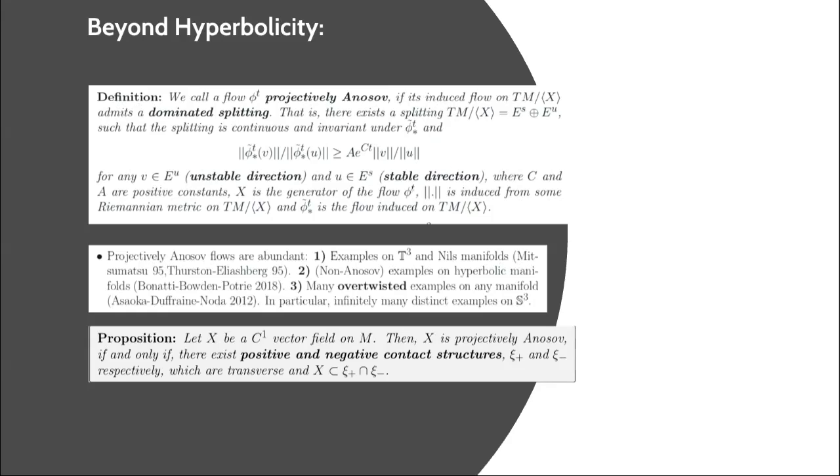In particular, we have infinitely many distinct projectively Anosov flows on the sphere, which doesn't admit any Anosov flow. And it turns out that a vector field is the generator of a projectively Anosov flow if and only if it's in the intersection of a pair of transverse positive and negative contact structures.